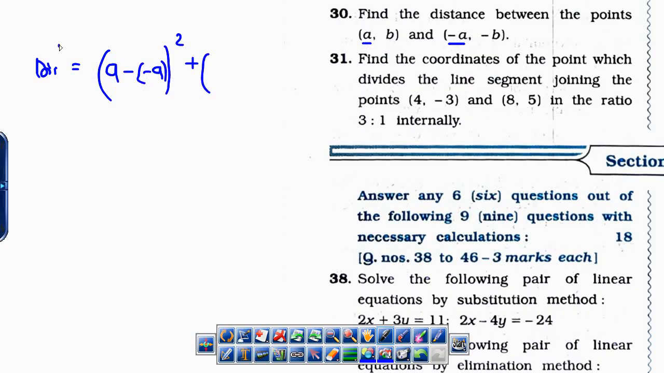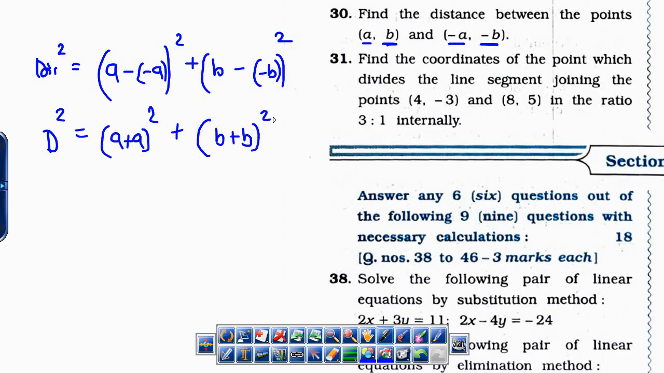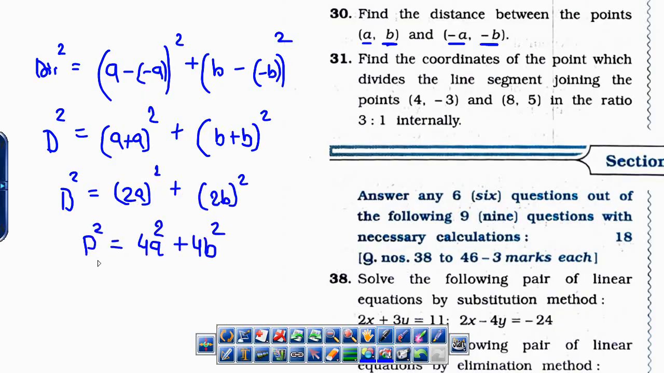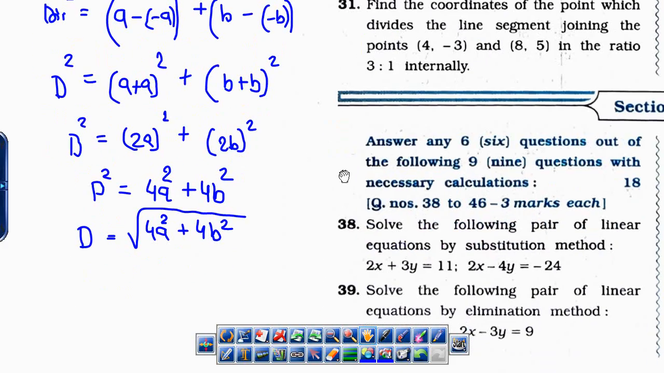plus, अच्छा distance square का formula है, plus b minus b का square. So distance square is equal to a plus a square, minus minus plus हो जाता है, therefore b plus b square, which is 2a का square, 2b का square, 4a square plus 4b square. Therefore distance is root of 4a square plus 4b square.